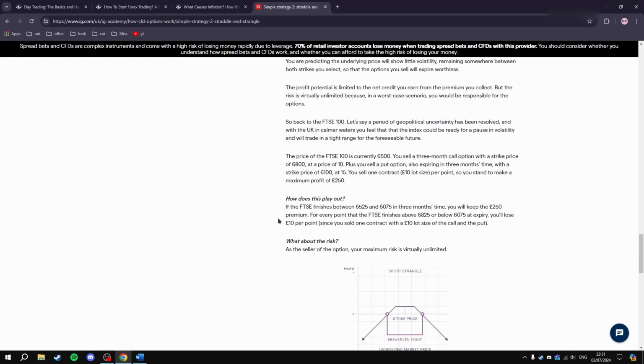You are predicting the underlying price will show little volatility, remaining somewhere between both strikes you selected so that the options you sell expire worthless. So you're hoping the asset price isn't going to go up, so you can just make the premium off of whatever options contract you got.